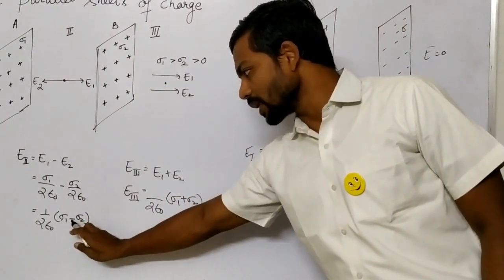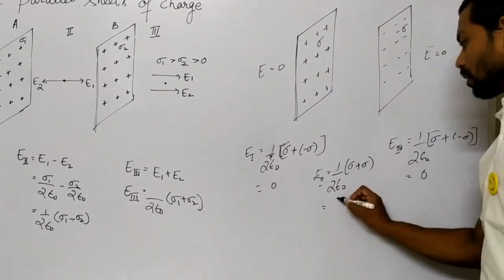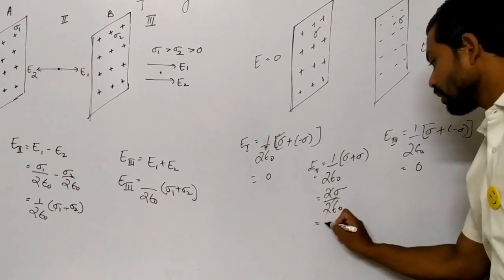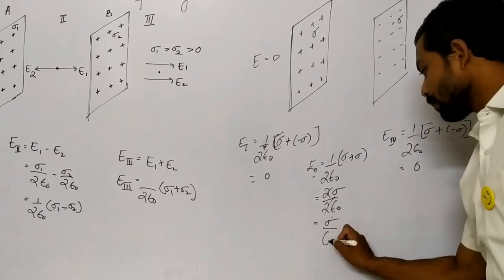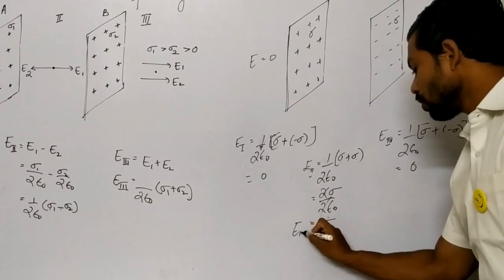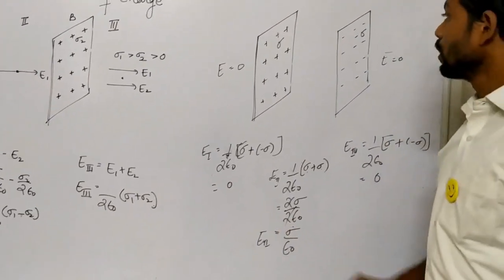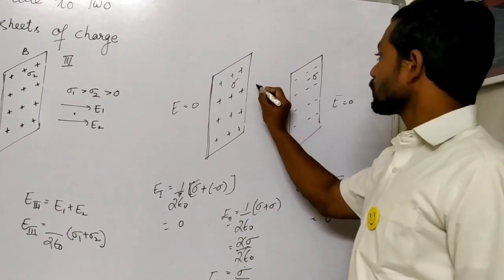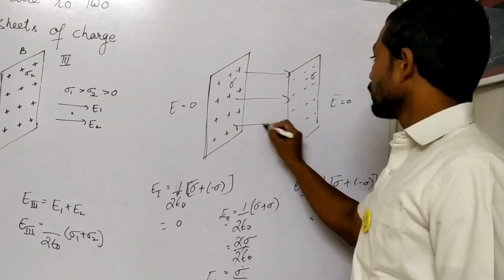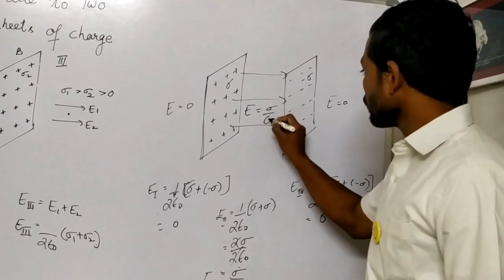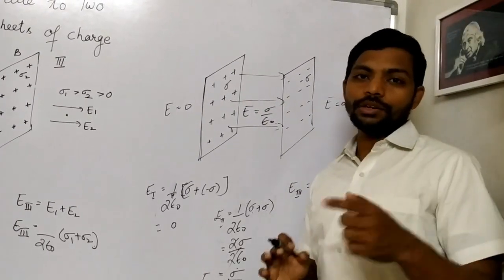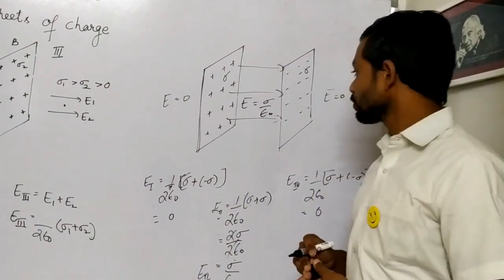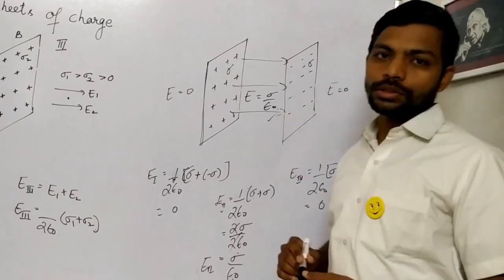Here it is sigma minus of minus sigma, it becomes plus sigma. So it is 2 sigma by 2 epsilon naught. 2 gets cancelled, so we are left with sigma by epsilon naught. So it's very clear that between these two plane sheets of opposite charges, there is a uniform electric field, and that is given by sigma by epsilon naught. And let me tell you that practically this is the way they produce uniform electric fields also. Right? I hope you understood.